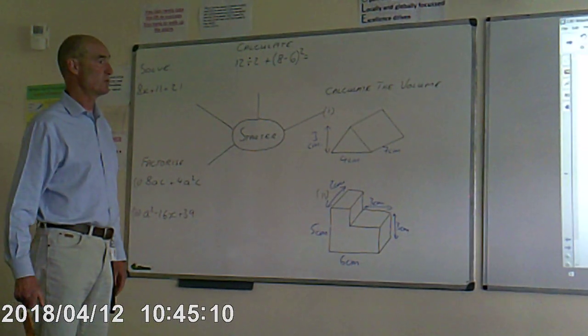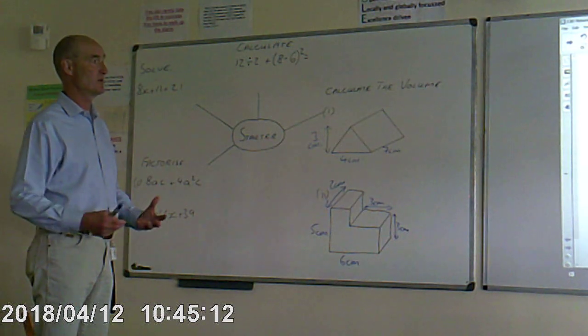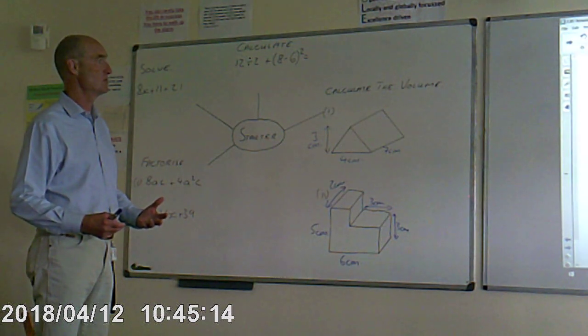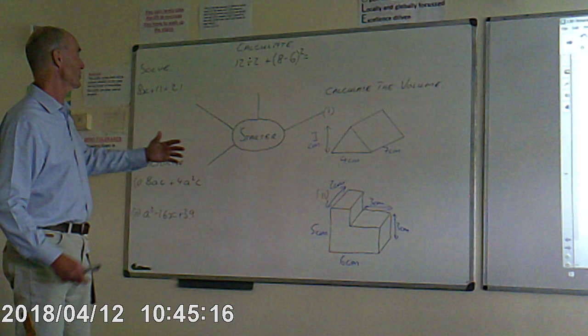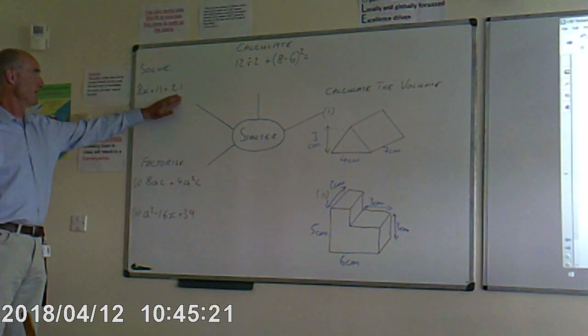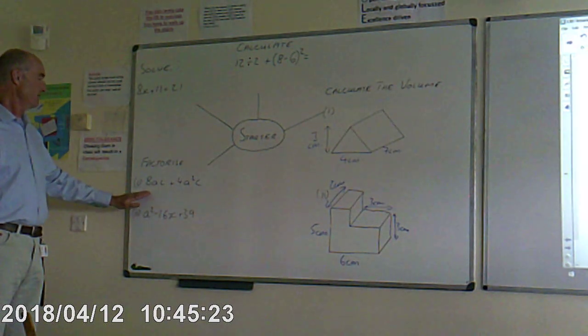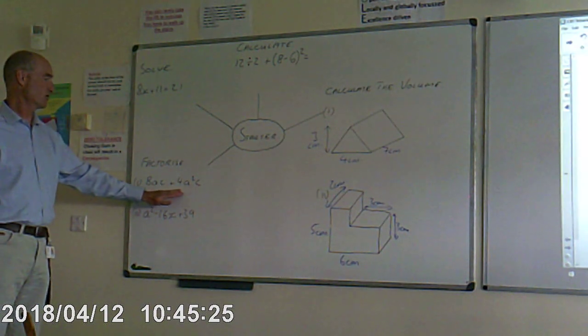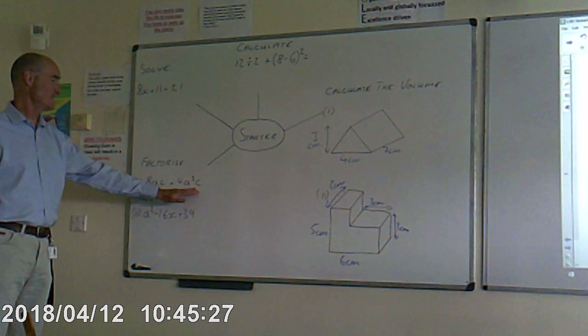Starter, as per normal this morning, we're going to be carrying on with dealing with volumes and pyramids and cones later on, but just to get you through your starter, 8x plus 11 equals 21. Solve. Factorise 8ac plus 4a squared c.